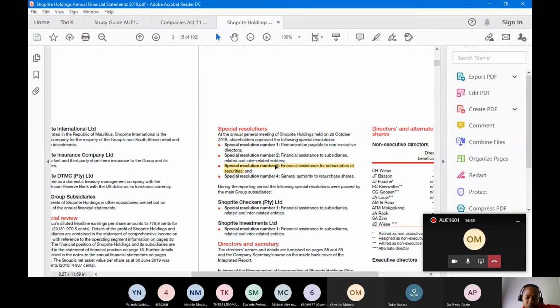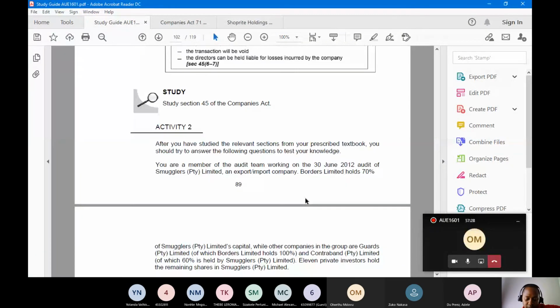the specifics of how that resolution is written and what was decided. Unfortunately, I could not find any, but I just thought this is something that I should bring up, just to confirm that in the annual financial statements, this is something that has also been reported on, that there were special resolutions signed in regard to financial assistance, either for the subscription of securities or the assistance to subsidiaries, related and interrelated entities. Any questions on what we've covered?